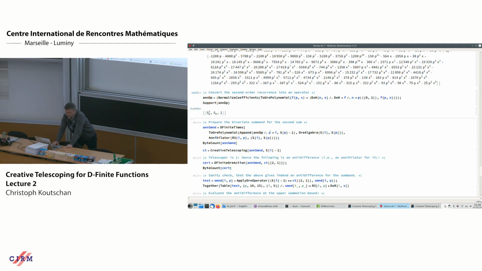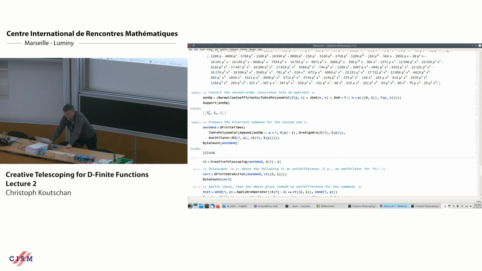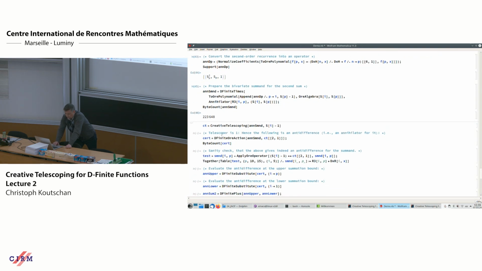So we replace P by I, and we add the relation SP minus 1 that says that now, since we look at DI, this is constant with respect to P. We convert it to a bivariate Ore algebra, and we multiply it with the annihilator of R3, with the D-finite closure property command. Okay, then we get something.